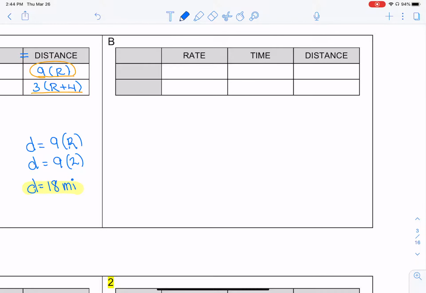Going on to question B. On Monday, Voltaire drove to town at 60 miles per hour. On Tuesday, he drove to town at 40 miles per hour. If the total traveling time for both trips was 15 hours, how far was it to town? So this separation, he's driving to town both times. So I'm going to separate it by titling it Monday's trip and Tuesday.